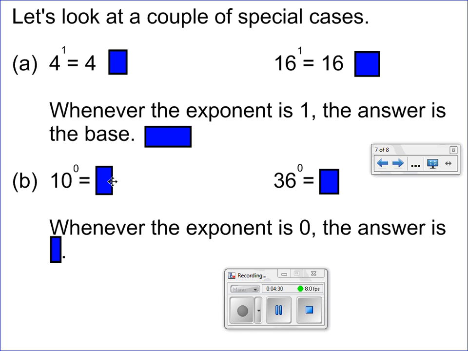Check out these ones. We've actually got 0 as an exponent. In the case of 10 to the power of 0, that equals 1. So what do you think 36 to the power of 0 equals? Well, if you said 1, you're exactly right. So the general rule is, whenever the exponent is 0, the answer is 1.